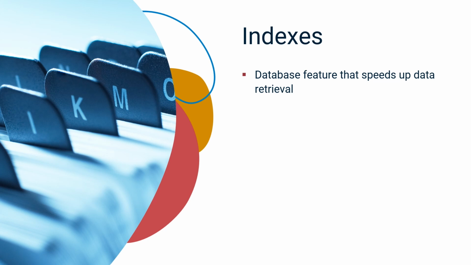Another critical concept in RDBMS is indexes. An index is a database feature that speeds up data retrieval. Think of an index like the index in a book. It helps you quickly find the page you're looking for instead of flipping through every page. For example, imagine a table with thousands of student records. If you frequently query the table to find students by their student ID, creating an index on the student ID column would significantly improve query performance.